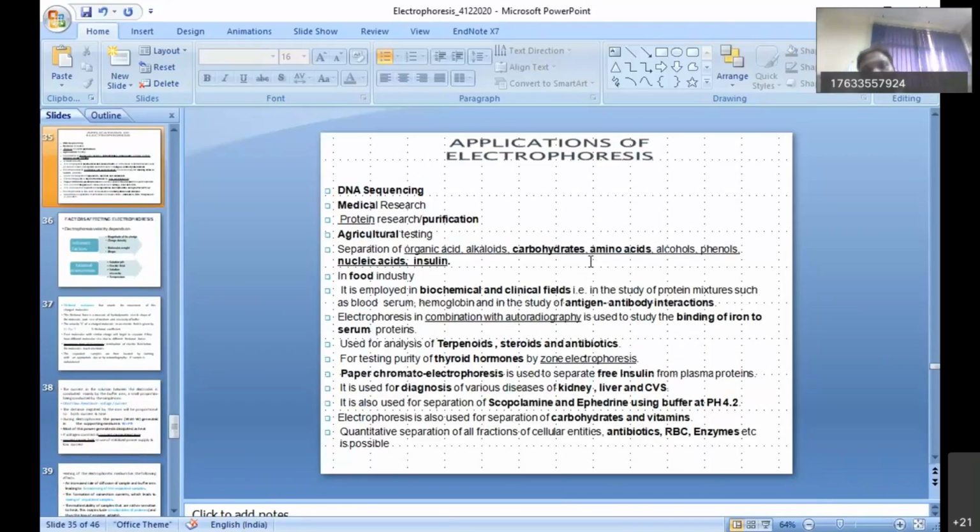So that is all about the applications of electrophoresis. It has application in DNA sequencing. After sequencing you can run the DNA and find out what the sequence of the DNA is. In medical research and protein research, it can be used for the purification of any molecule. In agriculture testing, for separation of organic acids like alkaloids, carbohydrates, amino acids, alcohols, phenols, the electrophoresis technique can be used. And similarly, there are several applications as mentioned.